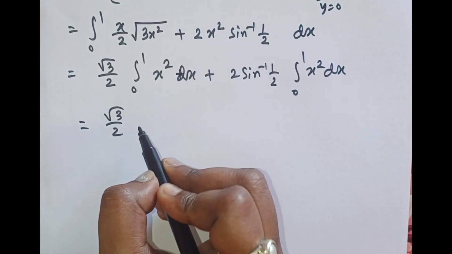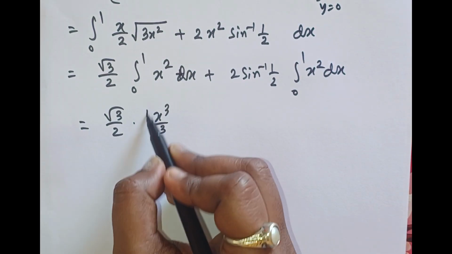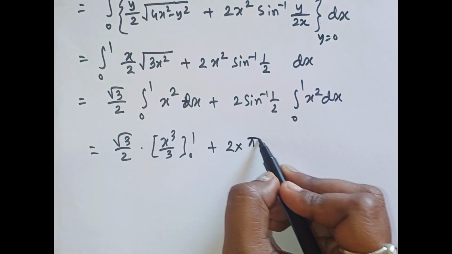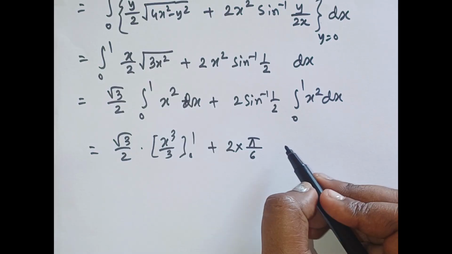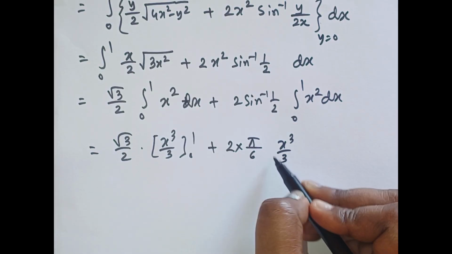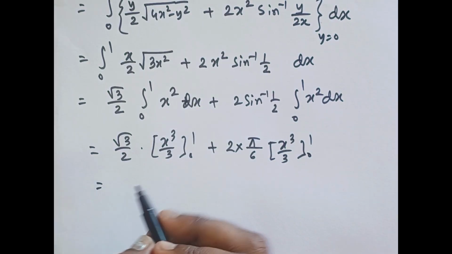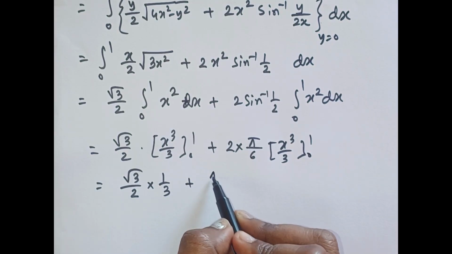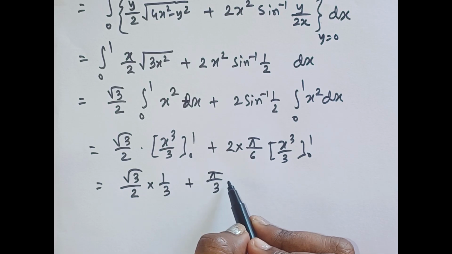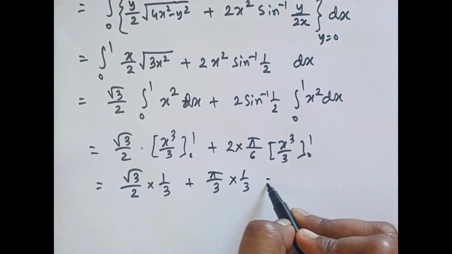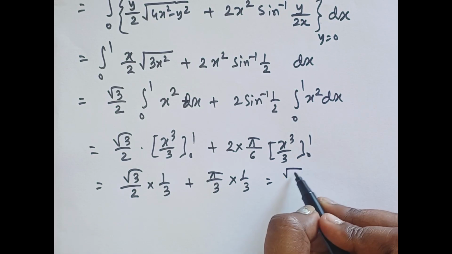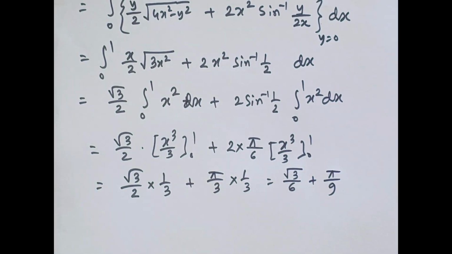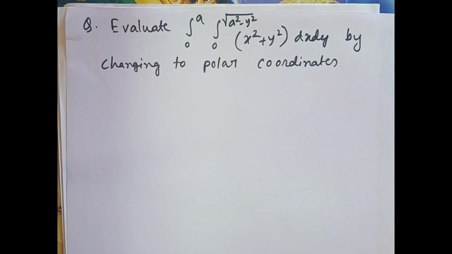So root 3 by 2, x cube by 3 0 to 1, plus 2 sine inverse 1 by 2 is actually pi by 6, because for pi by 6 sine pi by 6 is half, and again x cube by 3 0 to 1. So the final answer is root 3 by 2 times 1 by 3 plus pi by 3 into again 1 by 3. So finally we are getting root 3 by 6 plus pi by 9. This is our final answer. Okay, so next solve.